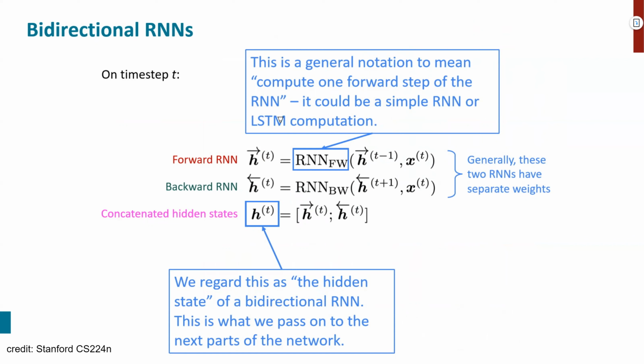And on time step T, we calculate the forward RNN hidden states like this. We just pass normal X inputs. And for backward RNN, we use a reversed arrow on the top like this. And we pass the same input in the reversed order. And what we do is just concatenate the hidden states like this. And we regard this as the hidden state of a bidirectional RNN. This is what we pass onto the next parts of the network. All right.